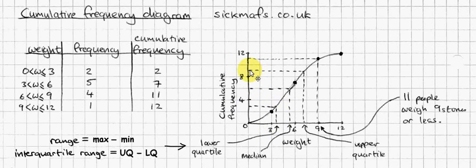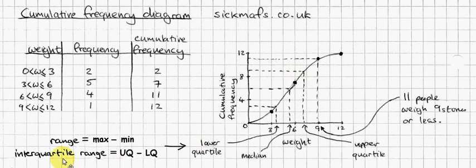The upper quartile, let's just say that's about there. 12 divided by 4 is 3, times 3 is 9. So the 9th person, that person's weight, is the upper quartile. Let's just say that's about 7.